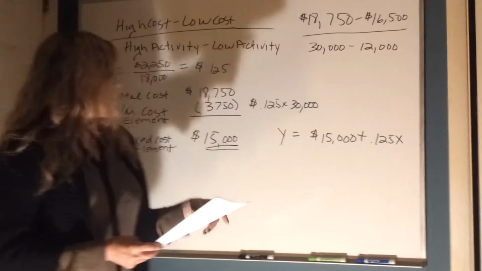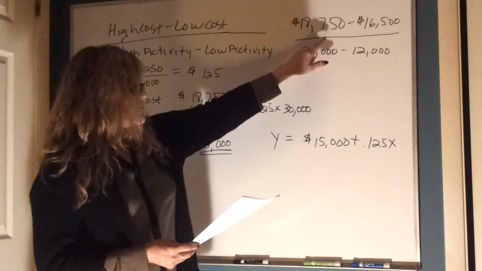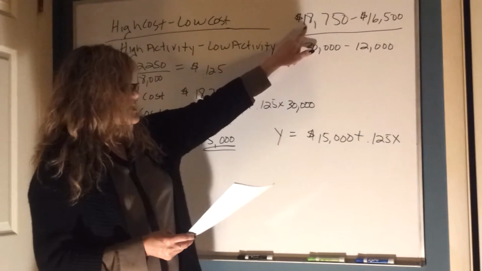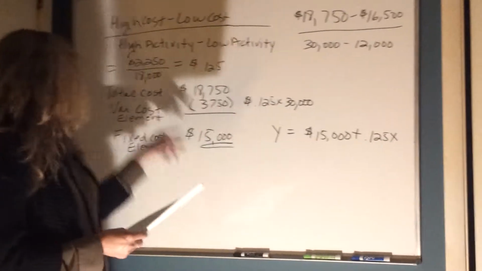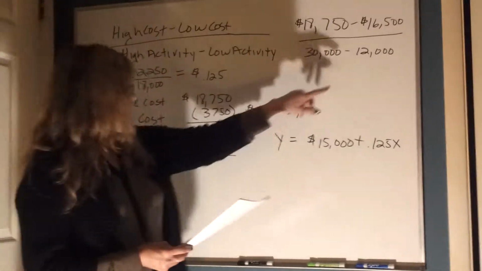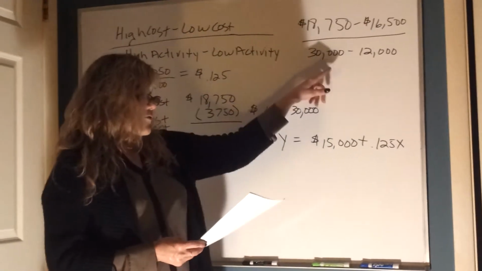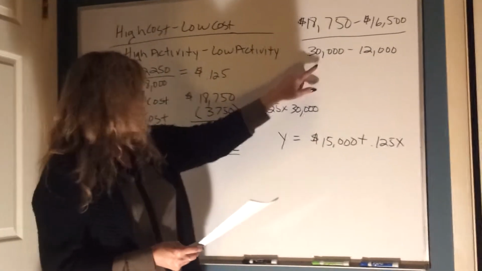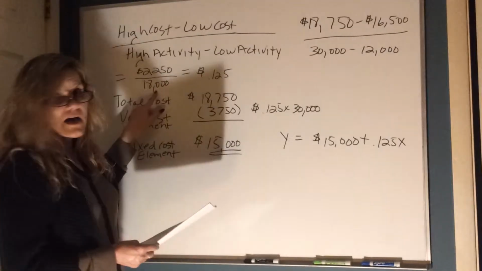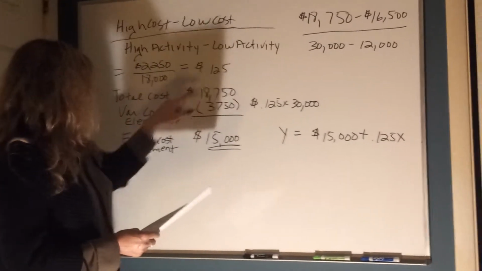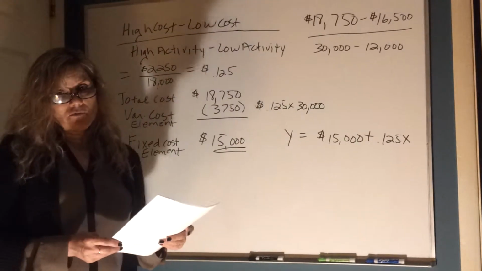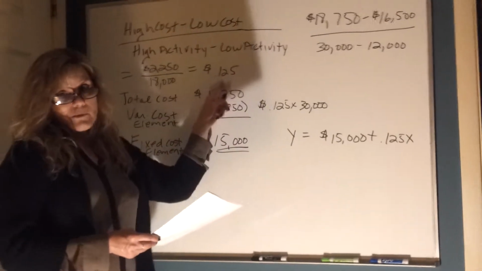16,500. So I'm going to subtract 16,500 from 18,750 in my numerator, and that'll give me 2,250. And I'm going to subtract my low activity level of 12,000 from my high activity level of 30,000, and that will give me 18,000. I'll divide that out, and that gives me 0.125. That is my variable cost per unit.